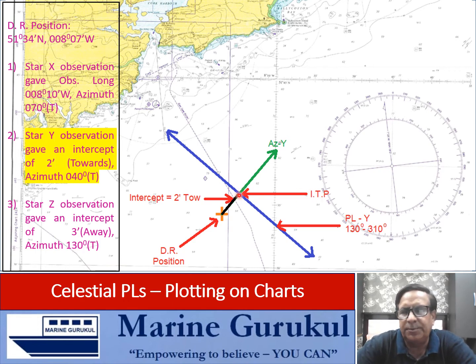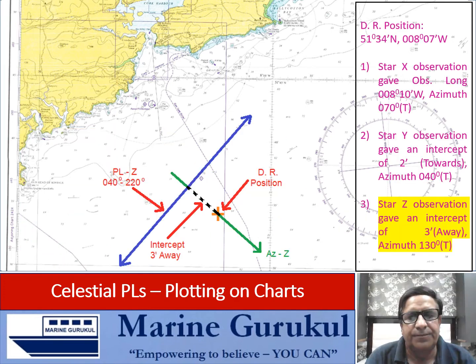This point is the ITP. Through this point we draw a PL perpendicular to azimuth. So azimuth was 040, so PL direction becomes 130 to 310, and this segment represented by the black line here represents the intercept towards of 2 miles. Now let's have a look at the last example. Star Z observation gave an intercept of 3 miles away, azimuth 130 degrees true.